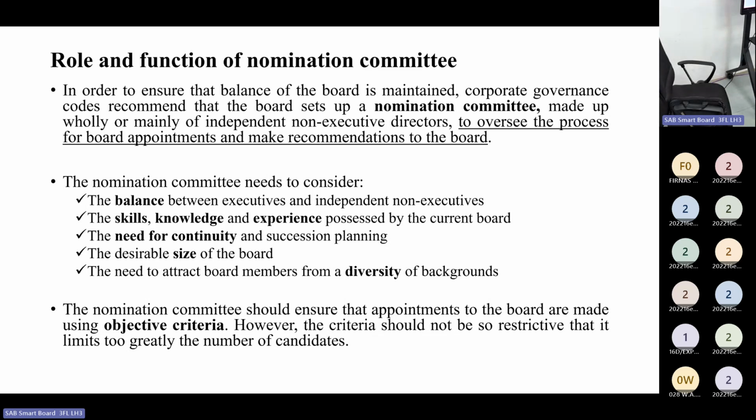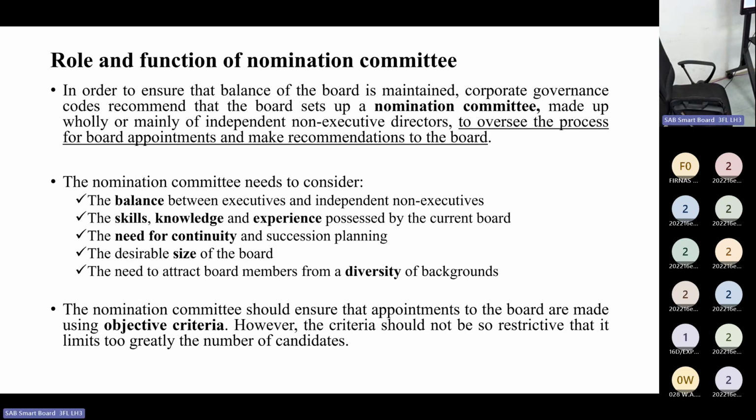How does the election process happen? The nomination committee will propose, and that goes to the AGM. Then stakeholders will vote. Then you appoint. Then they will be appointed to the board. That is through election.